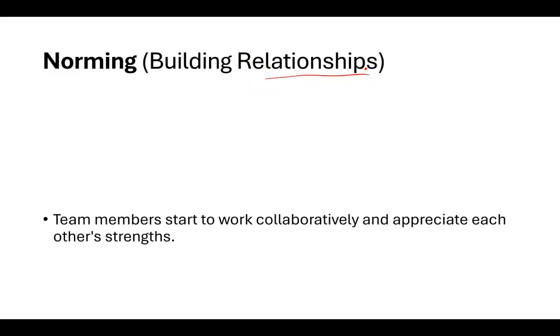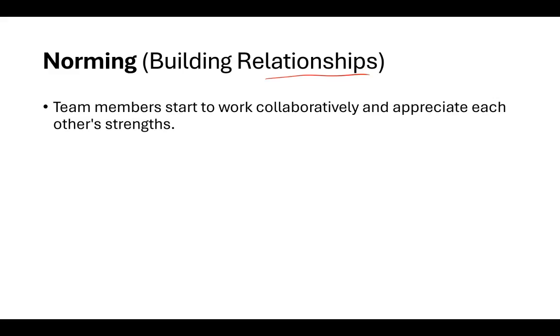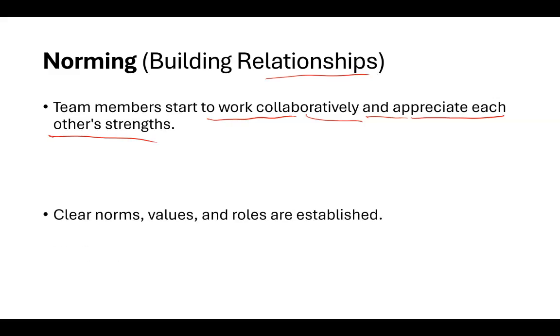Then comes the third stage, and that is called the norming stage. Norming stage means after the conflict, people start to understand and they start to build relationships. So now the team members will start to work collaboratively. They will start to come together and appreciate each other's strengths. They will try to cover up for each other's weaknesses. All this happens in the norming stage.